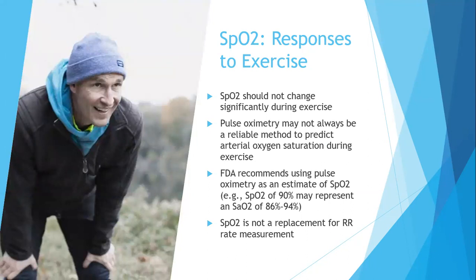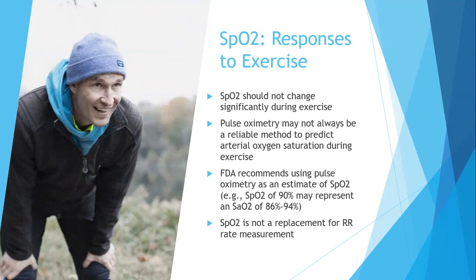So SpO2 shouldn't change significantly during exercise. If somebody comes in and they're kind of slumped over and not breathing very well, and then they start to exercise, their SpO2 might go up just because they're breathing better and they have better posture. But in general, it doesn't change significantly. It's not going to go from 80 to 100. The pulse oximetry might not always be the most reliable method to predict arterial oxygen saturation during exercise, but it is one that is easily accessible and non-invasive.